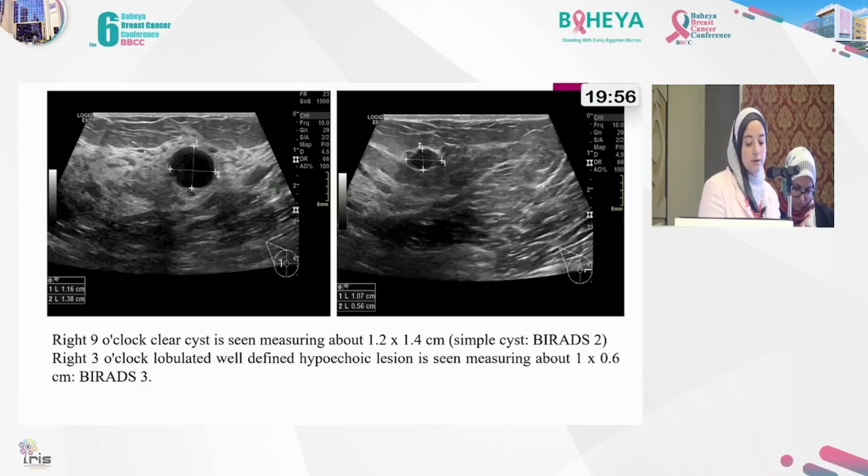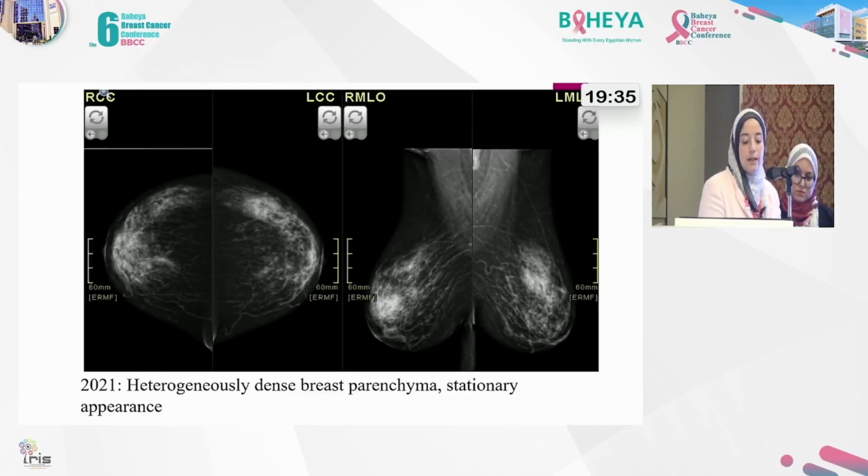On ultrasound, there was a right 9 o'clock clear cyst measuring about 1 times 1 centimeters, and this was classified as a BI-RADS 2 lesion. In the same breast at 3 o'clock, there was a lobulated, well-defined hypoechoic lesion measuring about 1 times 0.6 centimeters, and this was given a BI-RADS 3. In 2021, she came again for her follow-up. We had the stationary mammographic appearance.